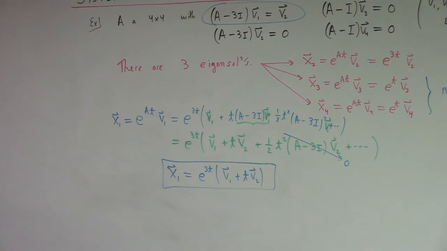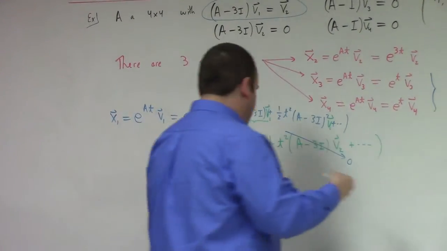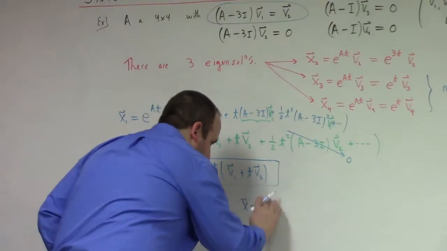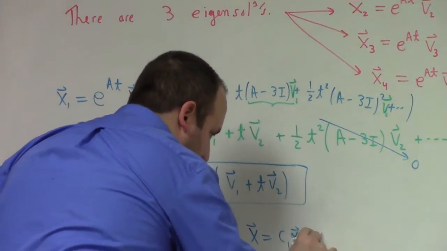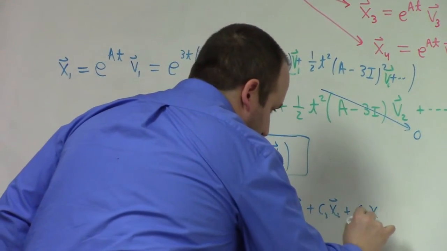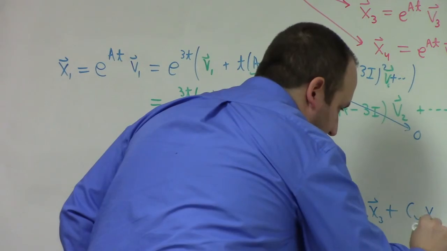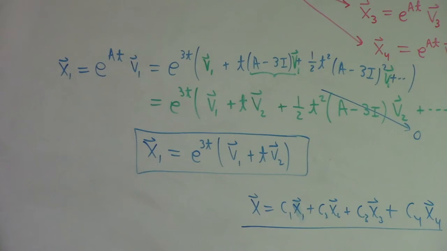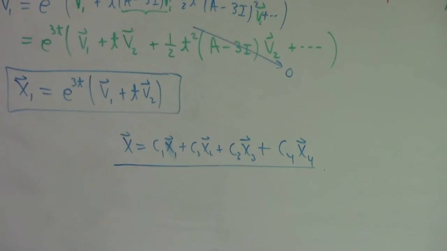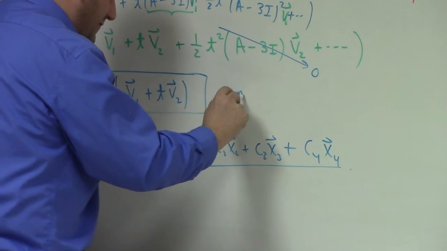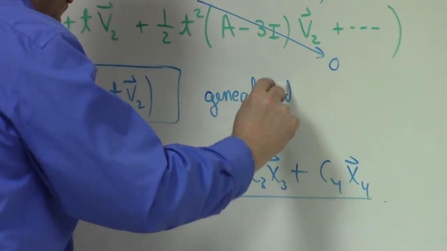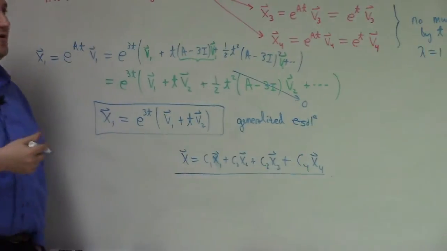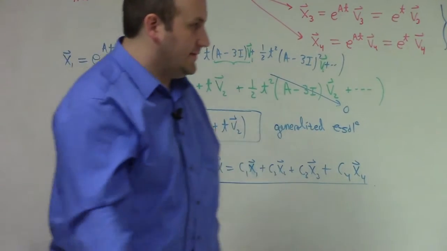Now, that's just the fourth solution. To actually find the general solution, what do I have to do? X is equal to c1 x1 plus c2 x2 plus c3 x3 plus c4 x4, where they're as I found them. That would be the general solution. I just don't want to write it again if you don't mind. It's comprised of 3 eigensolutions, and I would call this a generalized eigensolution. You see my language? I don't know how common this language is, but it makes me happy.